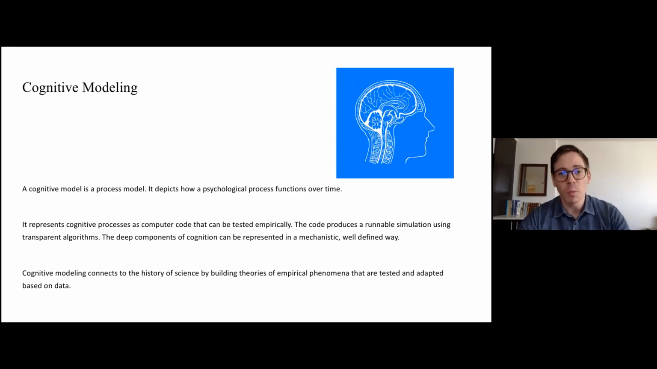And it can then represent deep components of the mind in a way that's systematic, it's well-defined, and there's no hiding. If it's wrong, at least we can say this is clearly wrong, it doesn't match up to data, and we can be honest about that. So this is how it connects to the larger history of science by building theories of empirical phenomena that are tested and adapted based on data.